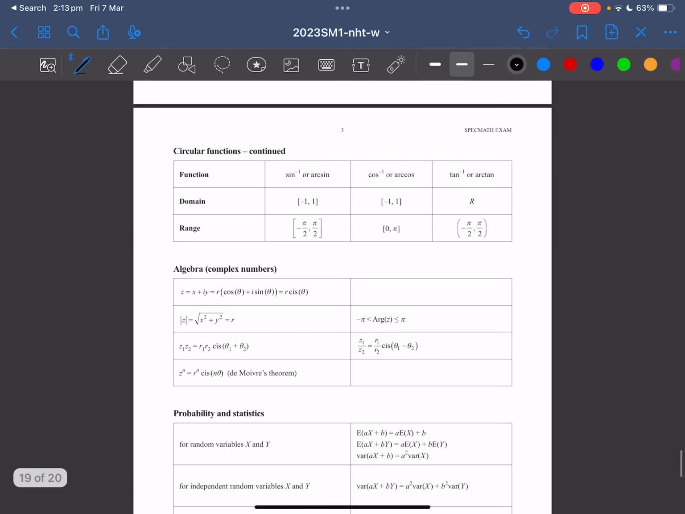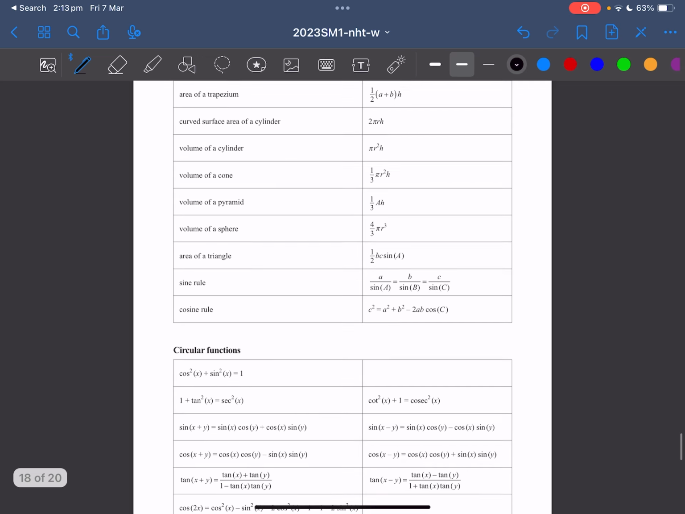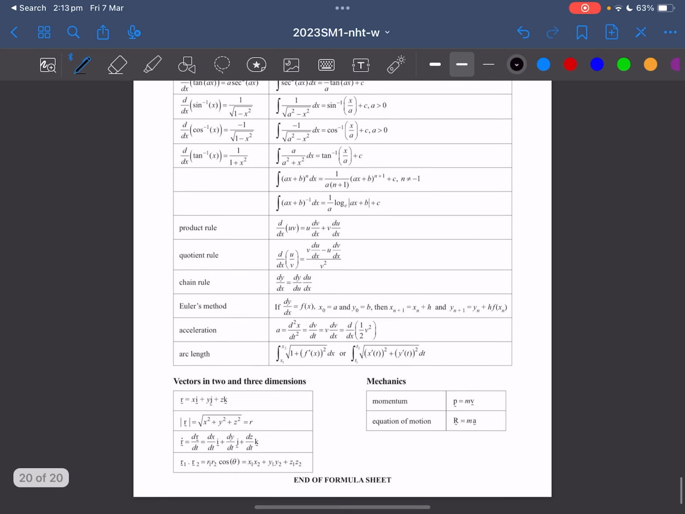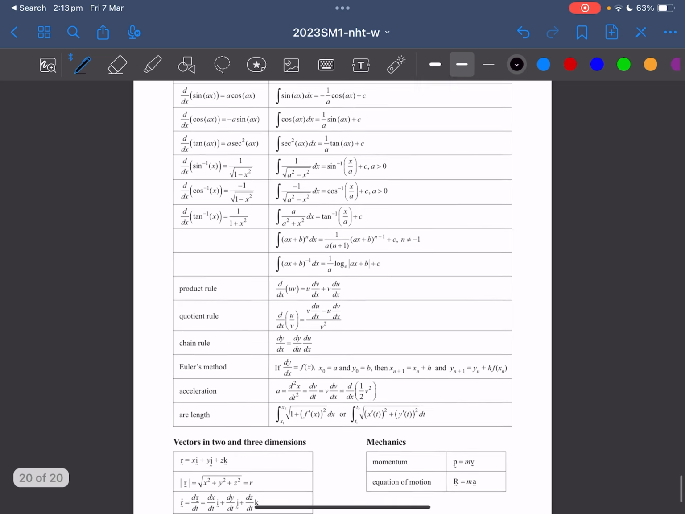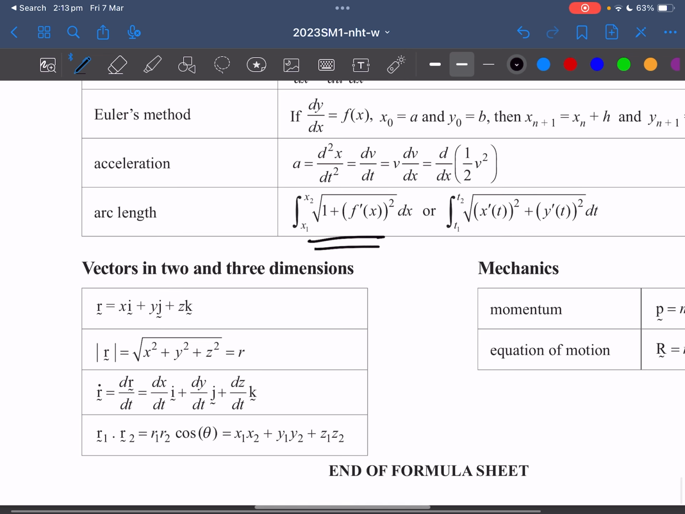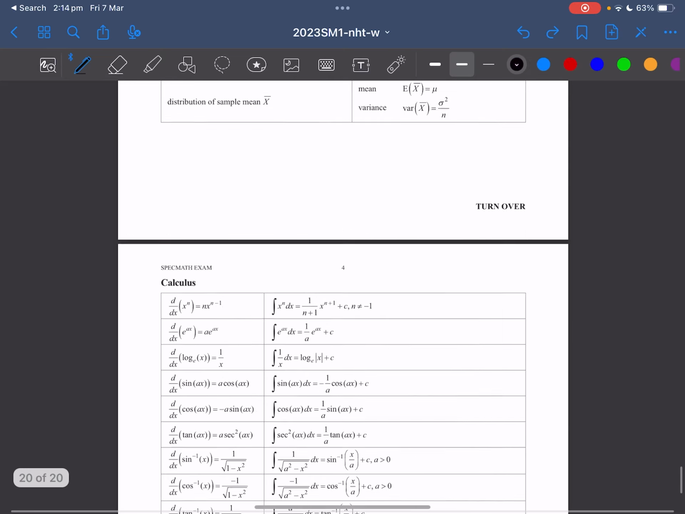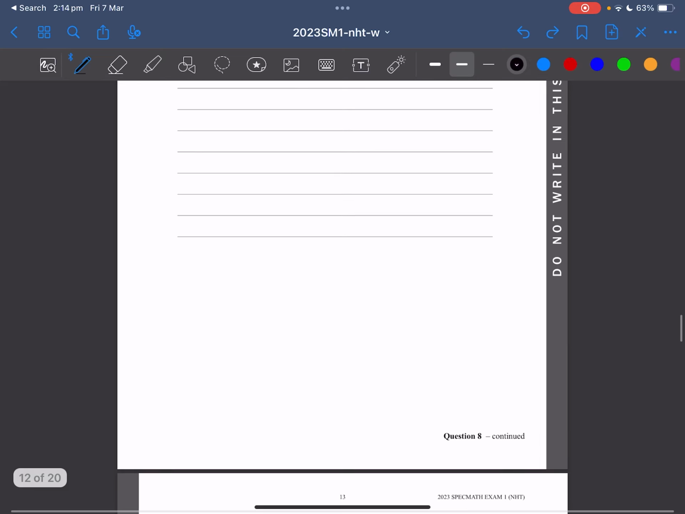Where is the formula? It should be somewhere here. Okay, it's right here. I'm not usually very used to using the formula sheet. Anyway, this is the formula that we are going to be following. So there you go, this is the formula given: square root of 1 plus the derivative of f whole squared. Let us find the derivative first.